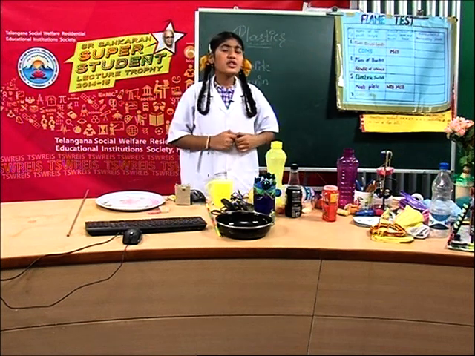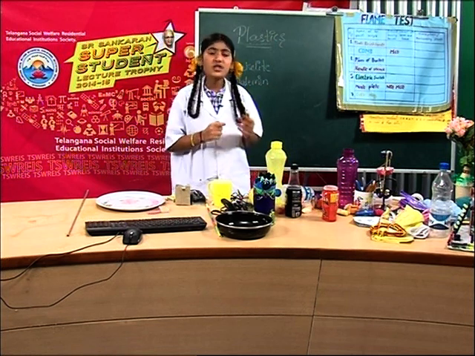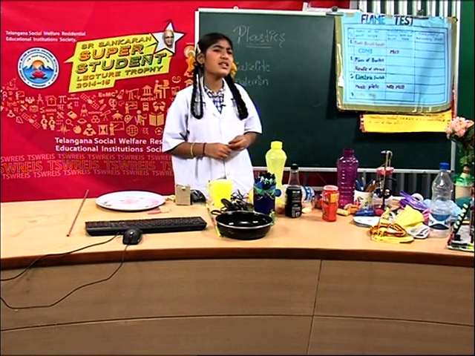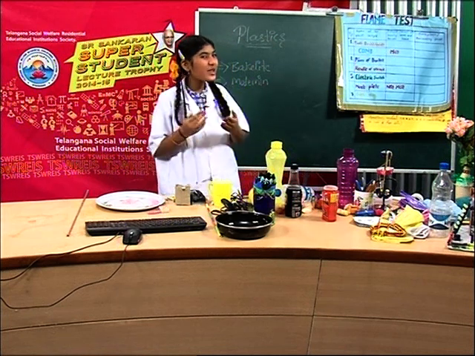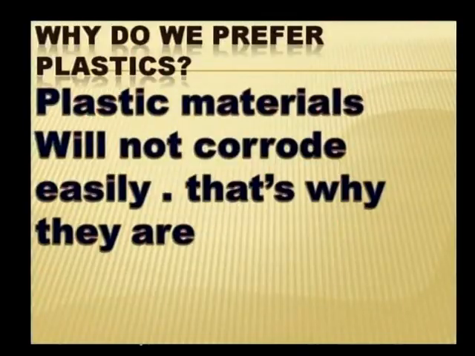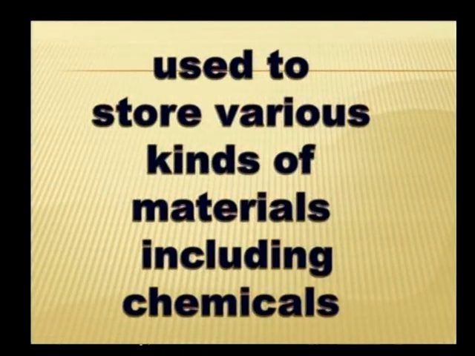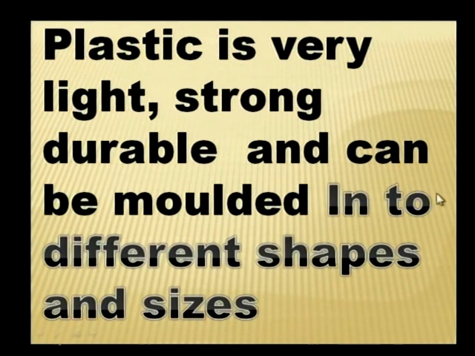Okay, friends. So let us see what the advantages of plastics are. Why are we preferring plastics? Is there any advantage? So look at the screen. Why do we prefer plastic, friends? Yes, plastic materials will not corrode easily. That's why they are used to store various kinds of materials including chemicals. And plastic is very light, strong, durable and can be molded into different shapes and sizes.